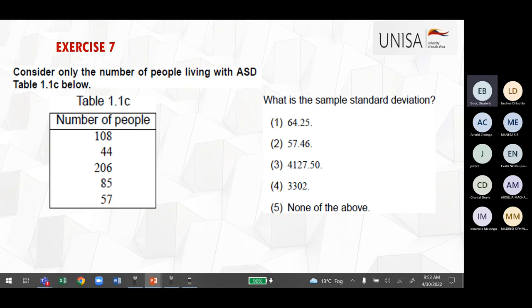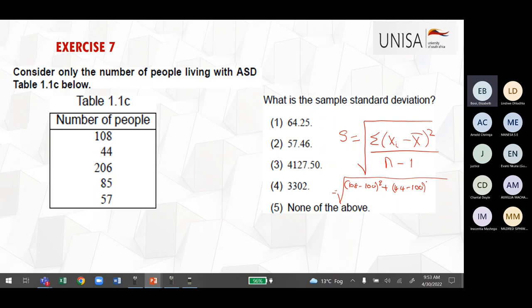See, easy it is to use your calculator instead of using the formula, because if you are going to rely on your formula, remember that your standard deviation S is equal to the square root of the sum of your observations minus the mean, squared, divided by n minus 1. So you would have said the square root of 108 minus, what did we say the mean is? 100, right? 100 squared plus 44 minus 100 squared plus, until you get to 57 minus 100 squared, divided by how many there are? 1, 2, 3, 4, 5, divided by 5 minus 1. And you would have found the answer after doing the whole calculation.